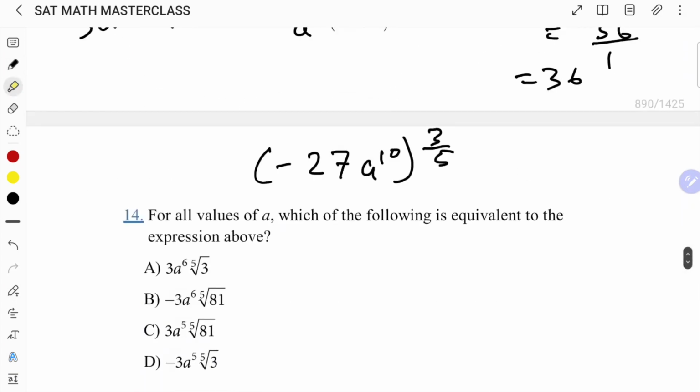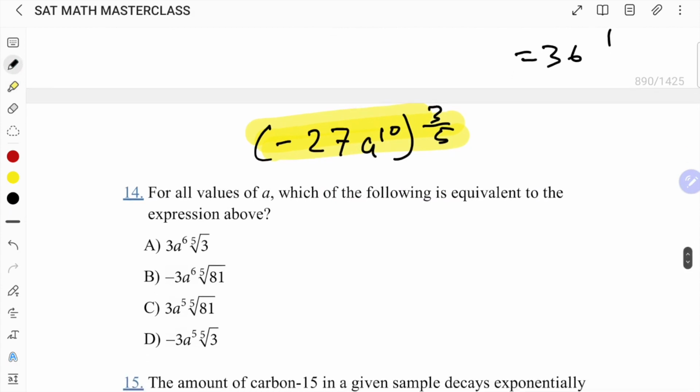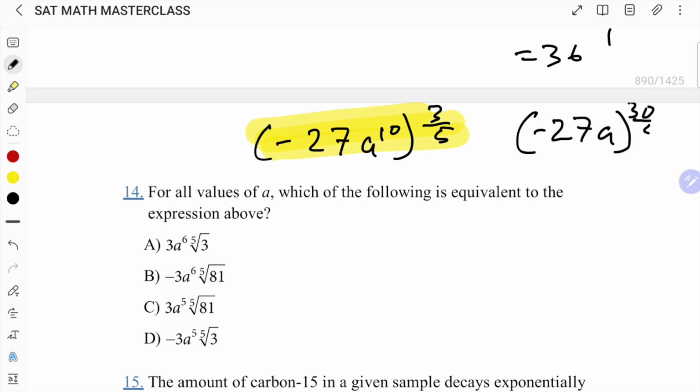Alright, in the next question, they gave us an expression over here. I wrote it down here. For all values of a, which of the following is equivalent to the expression above? To start this question, we know that a is being raised to the power of 10, and then it is being whole raised to the power 3 divided by 5. So first we multiply this. We get minus 27a to the power 30 divided by 5. So we get minus 27a to the power 6.